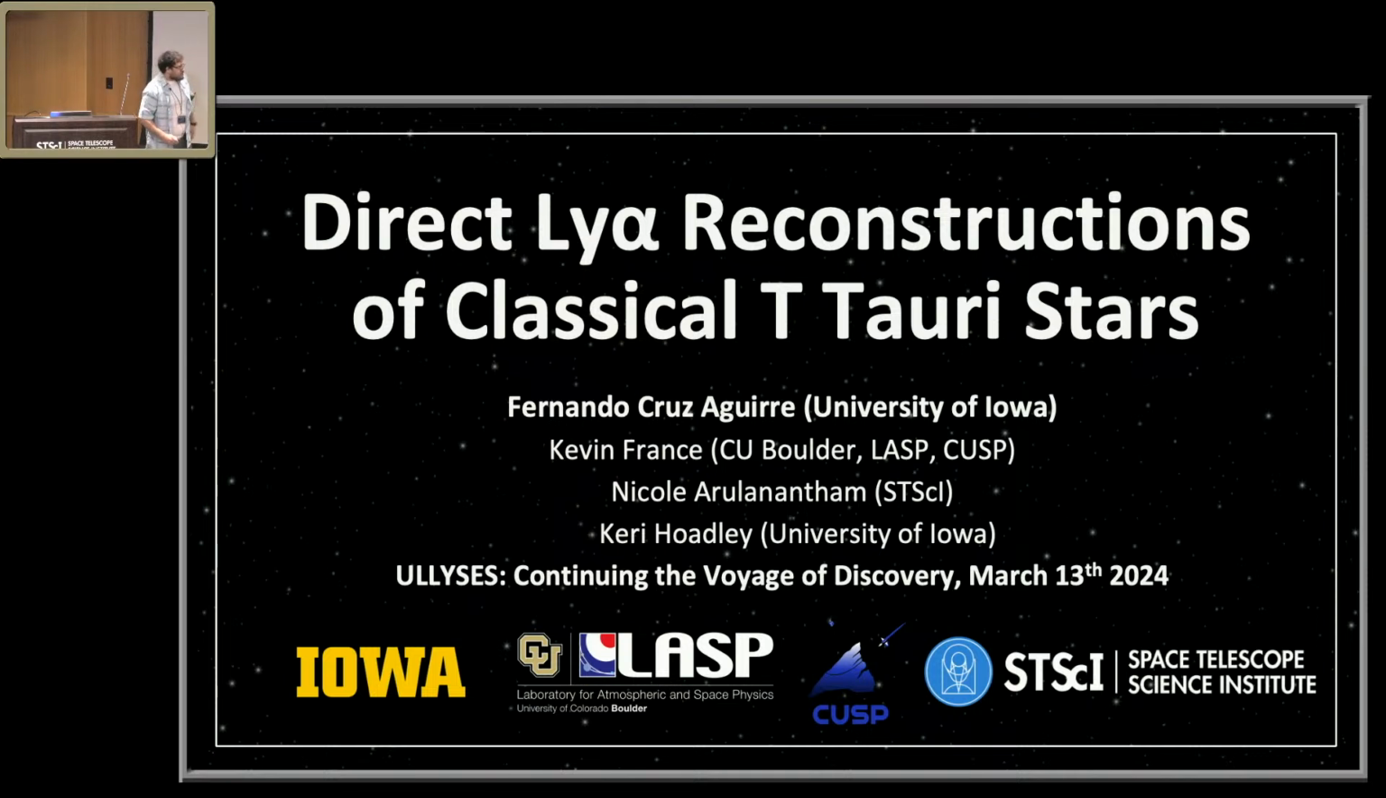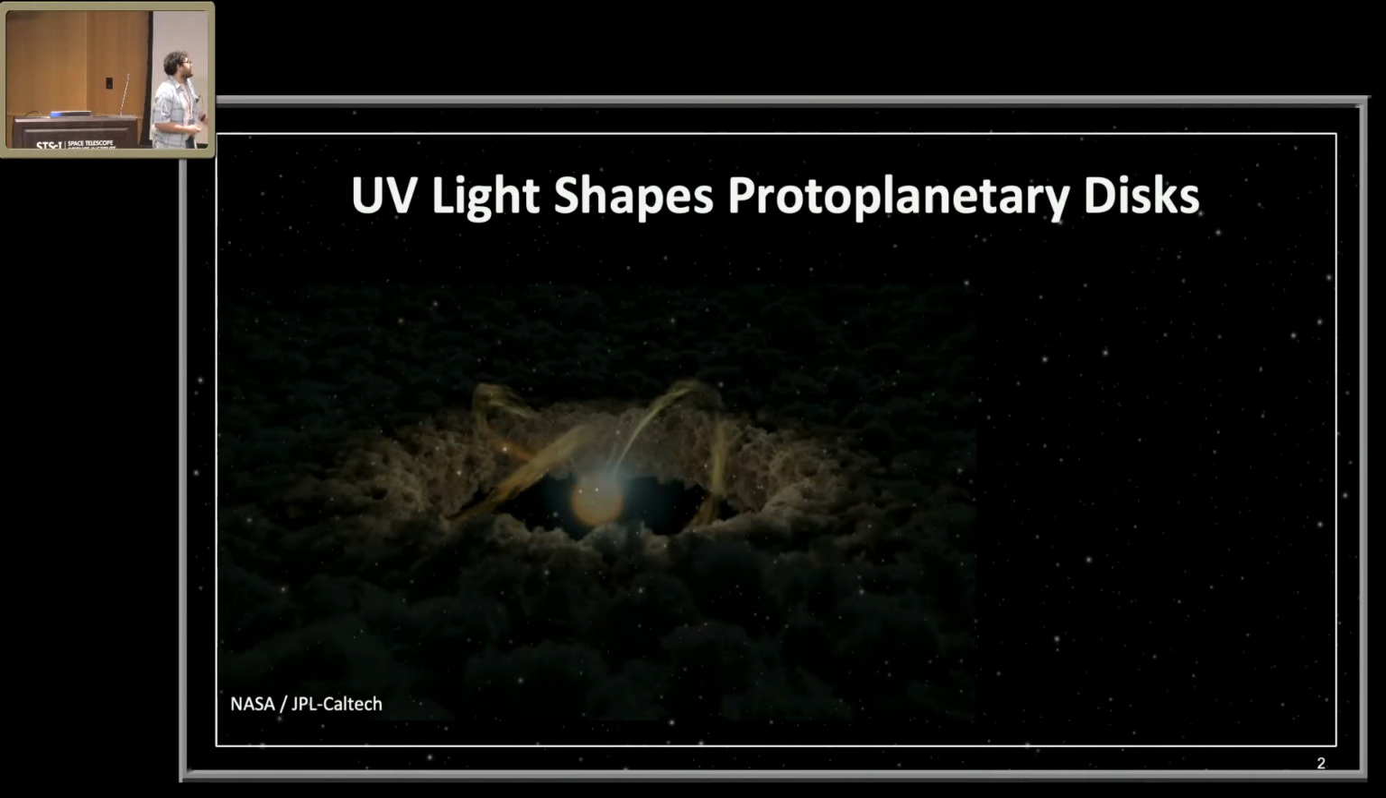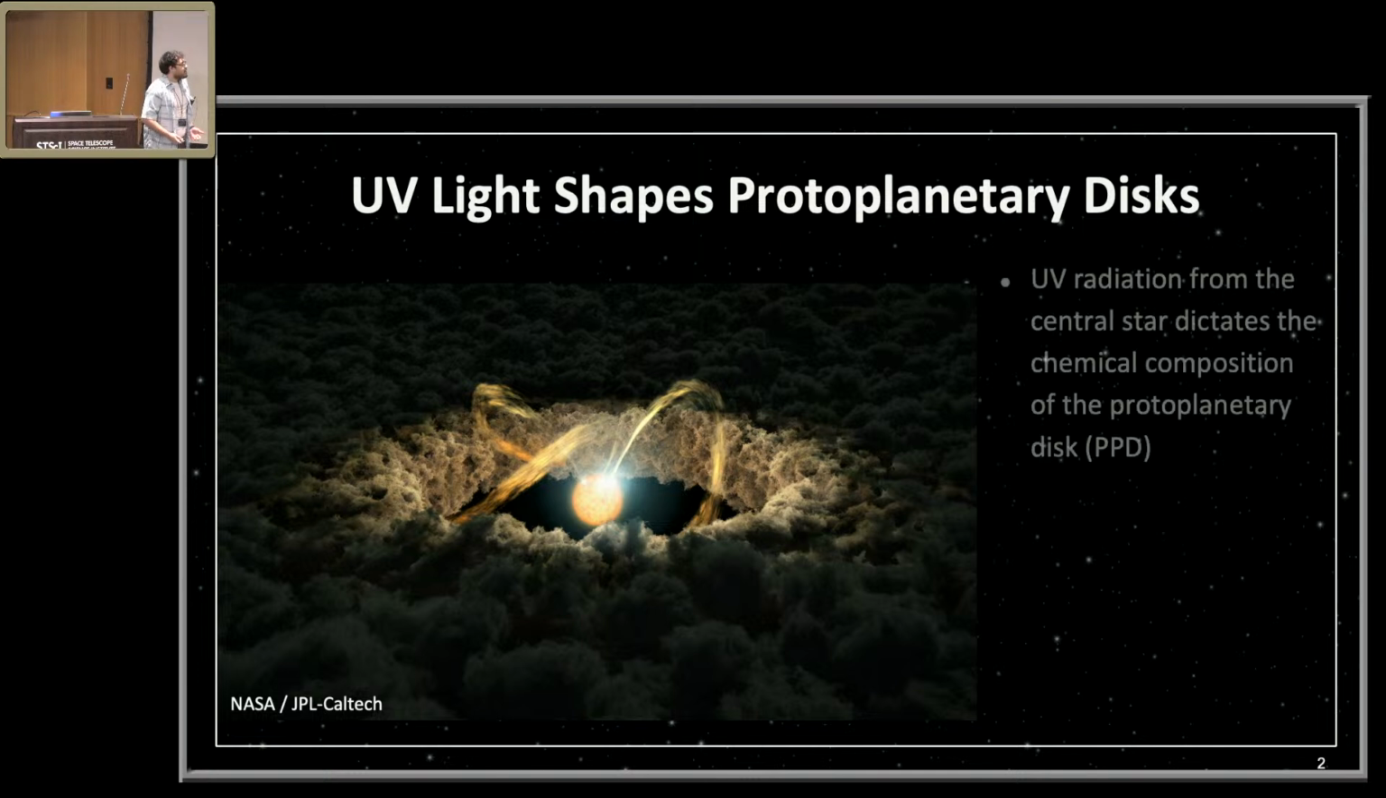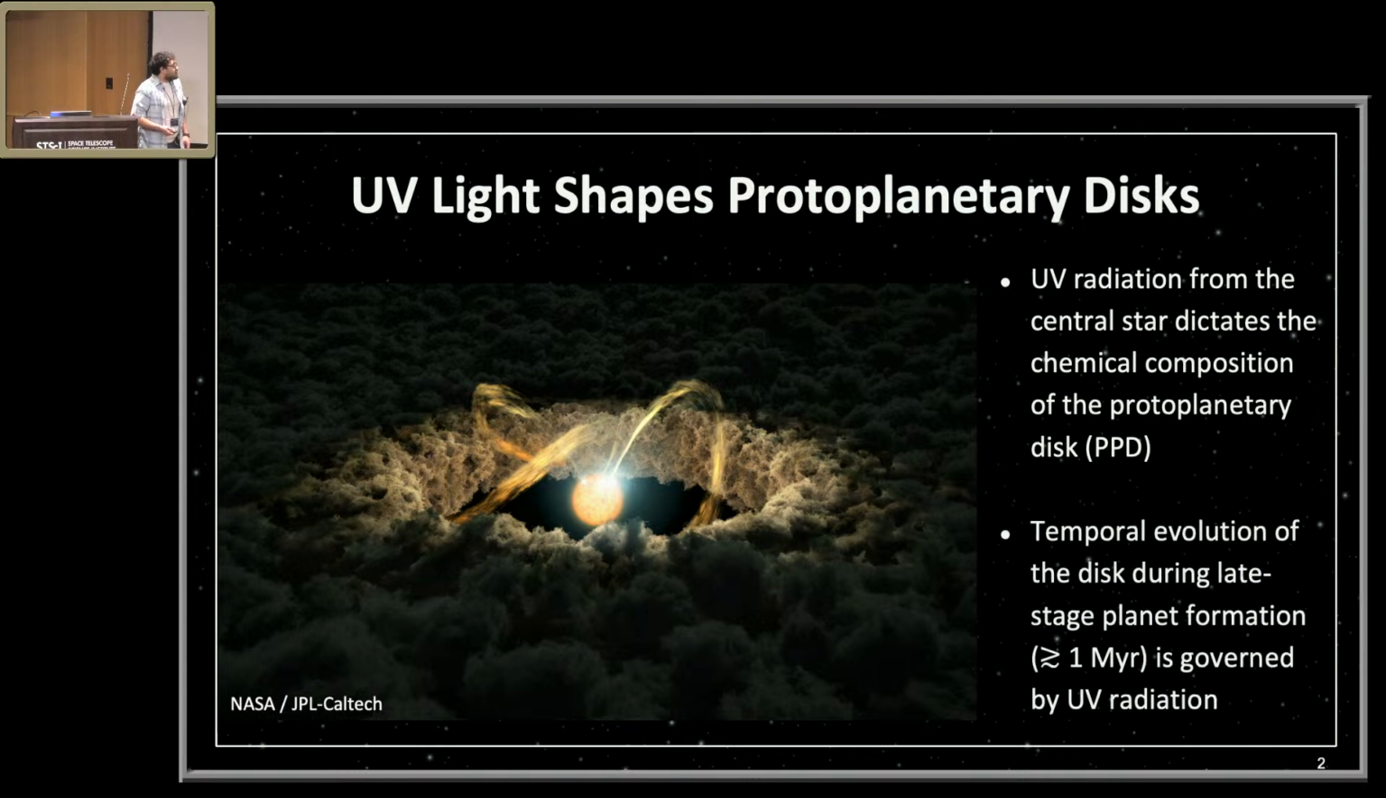Before I get into the reconstructions themselves, I do want to take a step back and look at the big picture. It's not the picture you're thinking of, although it is a nice picture. As we've heard in many of the talks throughout this workshop, UV light really does shape these protoplanetary disks. It will impact and dictate their chemical compositions, their structures, and their temporal evolution over time. Especially after the first million years or so of the disk, the dust will start to settle enough for UV photons to really make their way through the disk and do all the things that we've seen them do throughout this workshop.